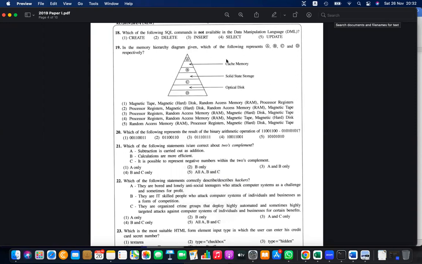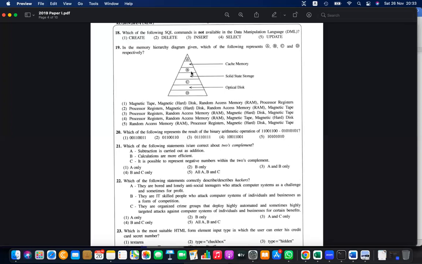In the hierarchy, they're asking which of the following represents A, B, C, D respectively. It's asking about the respective values. Here you can see A is one of the fastest memories, that can be registers, or cache memory too. Anyway, a kind of fastest memory. Registers is given in most of the answers. We can take that as the answer. B is somewhat slower than registers, can be cache memory, can be random access memory.